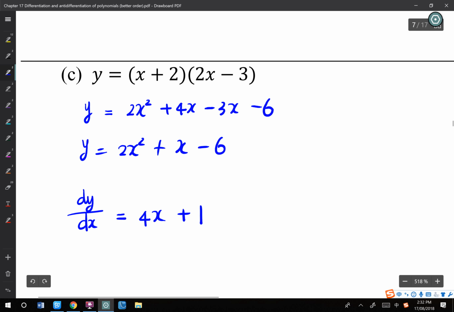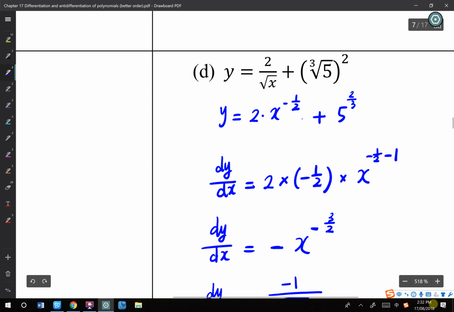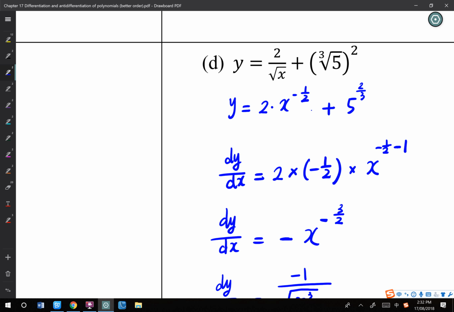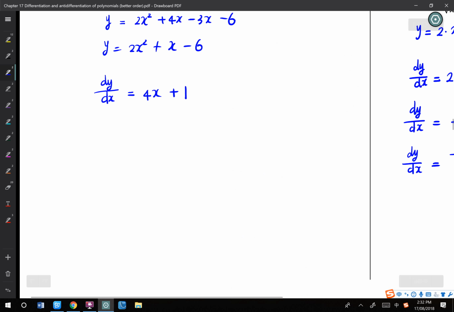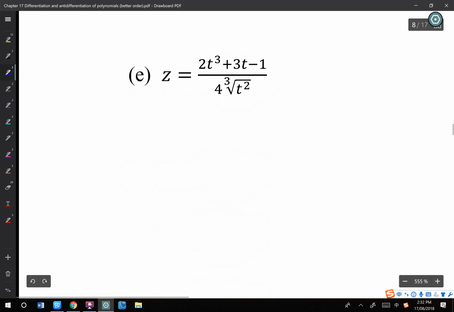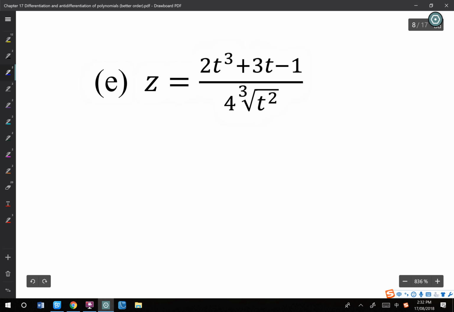Constant becomes 0. This one I have done already. I need to flip the x up. I can't have x in the denominator. I need to have x to the power of something, so it's to the power of negative a half. For the next one, I need to use a similar idea. A lot of you just differentiated the top, differentiated the bottom, and divided. You forgot what I said: when something is divided by something, you cannot find the derivative directly.